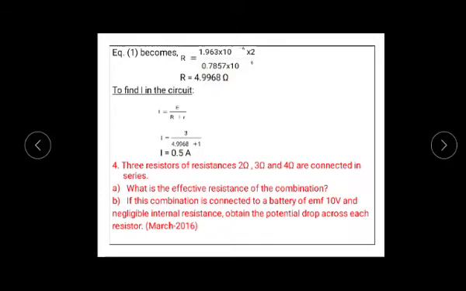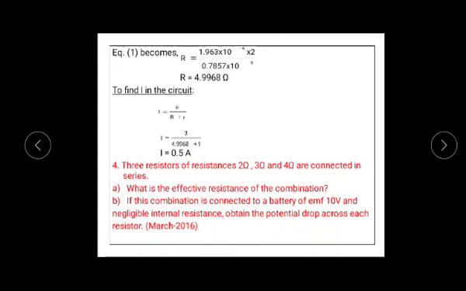Okay, now let us go for next one. This problem is asked in March 2016. 3 resistors of resistances 2 ohm, 3 ohm and 4 ohm are connected in series. So 3 resistors are connected in series. What is the effective resistance of the combination? So for this series combination, what is the effective resistance? If this combination is connected to a battery of EMF 10 volt and negligible internal resistance, obtain the potential difference across each resistance.